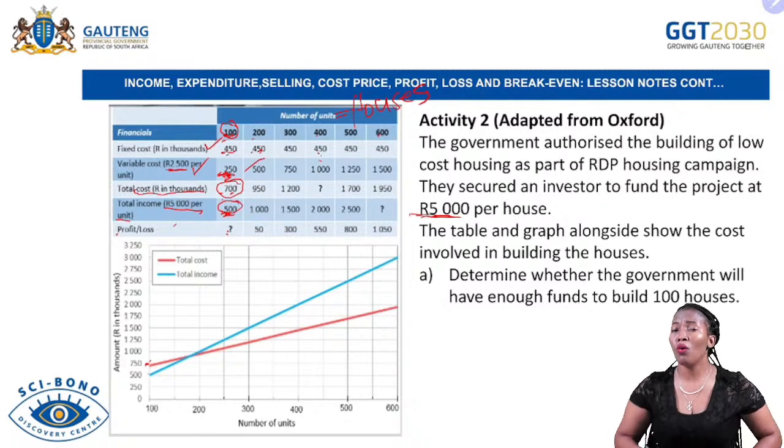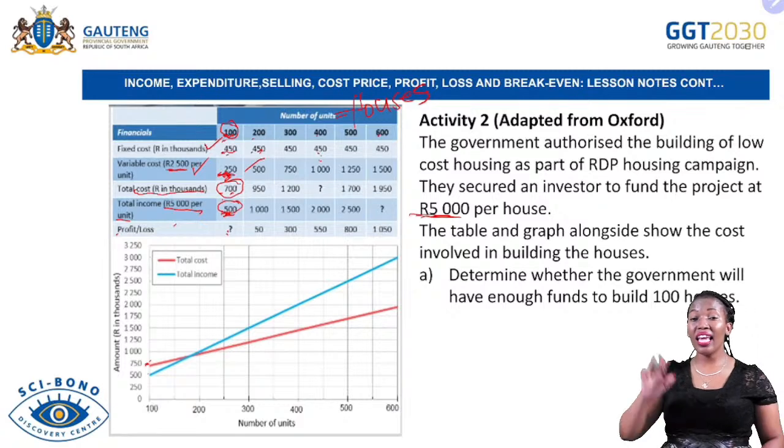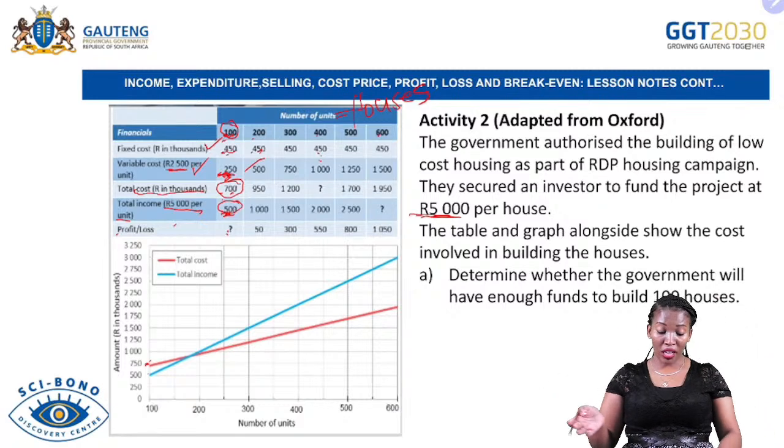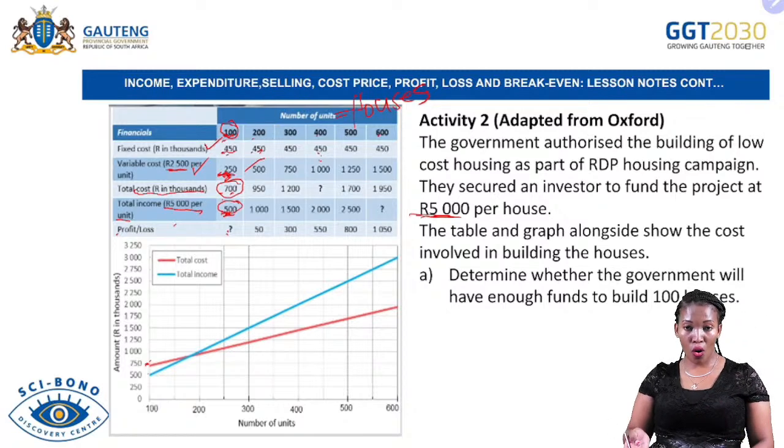So what is going on here, guys? The expenses are more than the income. So it means here the government is actually running at a loss if they were to build 100 units.